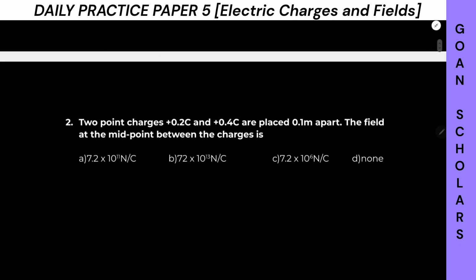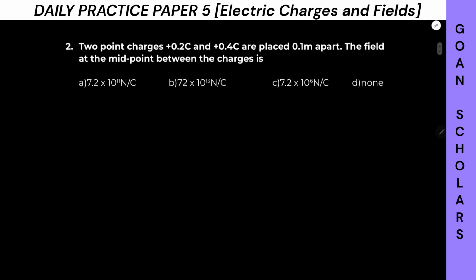Let's move to question number 2. Great. Question number 2 says two-point charges, the first one is 0.2 coulomb and 0.4 coulomb, are placed 0.1 meter apart. The field at the midpoint will be, so this time you have to calculate the field. It is not given that the field is 0. Be very careful between the previous question and this question.